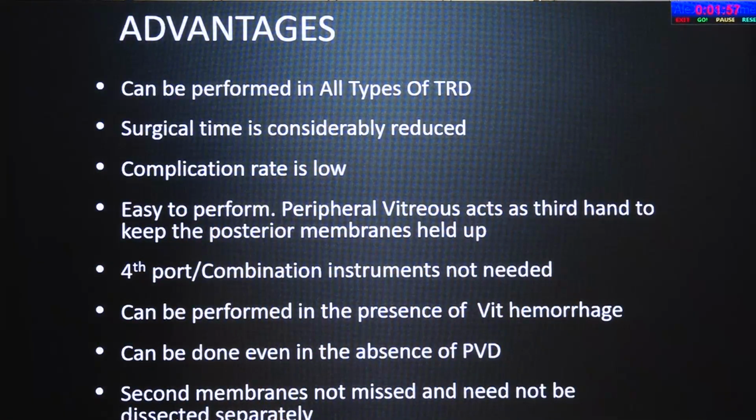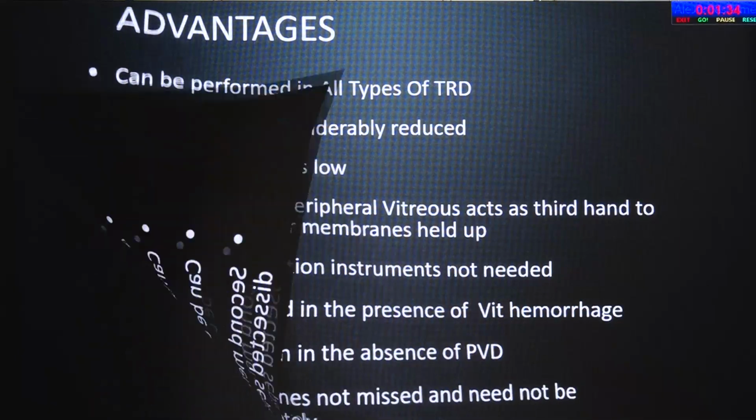Now the advantages of this technique is that it can be performed in all types of tractional detachments. Its surgical time is considerably reduced. Complication rate is again very low. Easy to perform peripheral dissection, which acts as a third hand to keep the posterior membrane held up. Fourth port or combination instruments are not needed. Can be performed in the presence of vitreous hemorrhage. Can be done even in the absence of PVD. And membranes are not missed and need not be dissected separately.